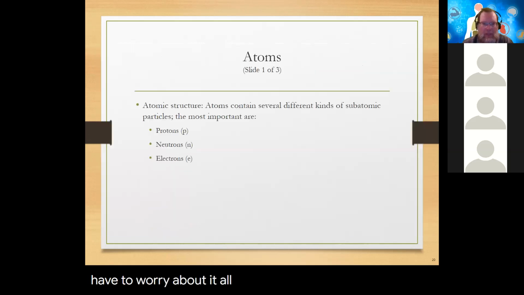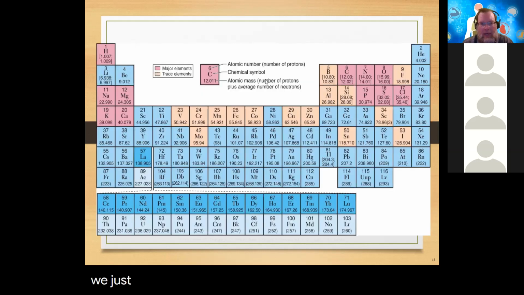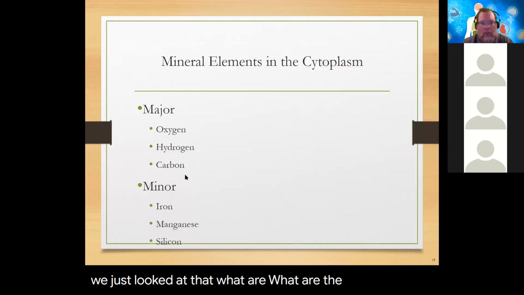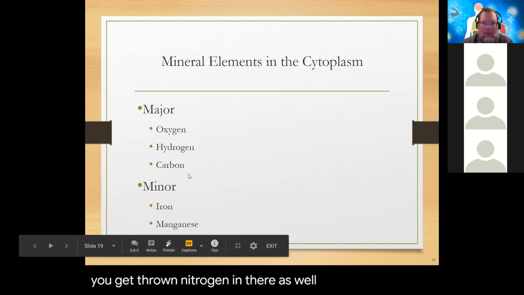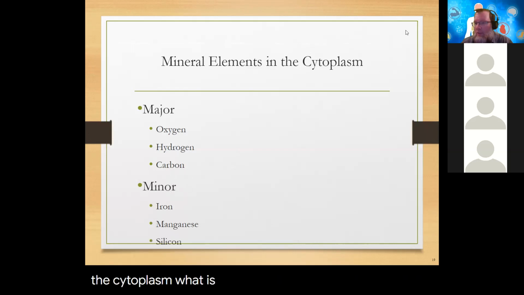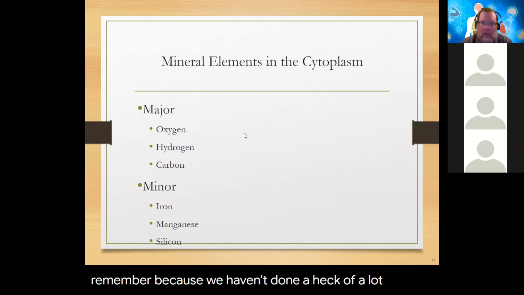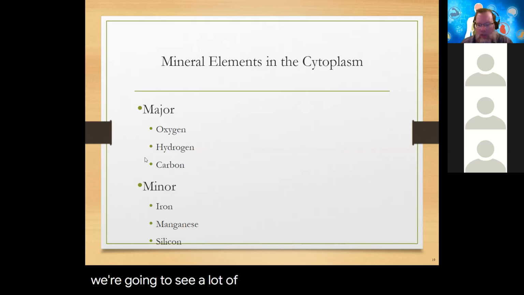I'm going to skip this slide, we just looked at that. What are the important ones? So in black and white: oxygen, hydrogen, and carbon. Again, you could throw nitrogen in there as well. These are found in the cytoplasm. What is cytoplasm? Remember, that's the cell fluid, the fluid inside of a cell. Well, maybe you don't remember because we haven't done a heck of a lot with cells yet, but that's what that is: cell fluid. So inside of a cell, we're going to see a lot of C, H, and O.